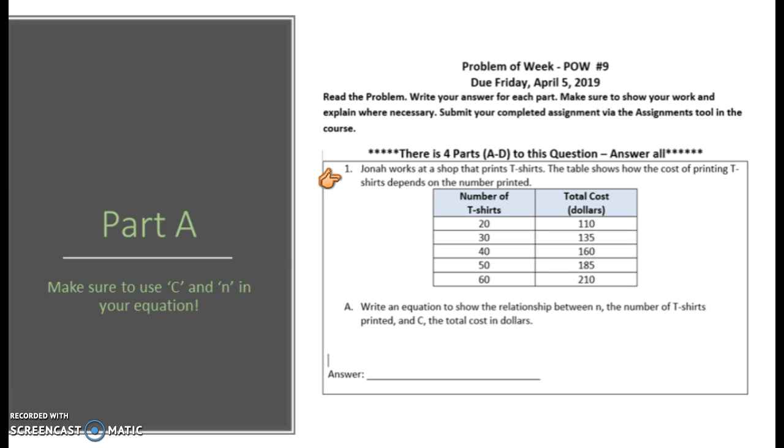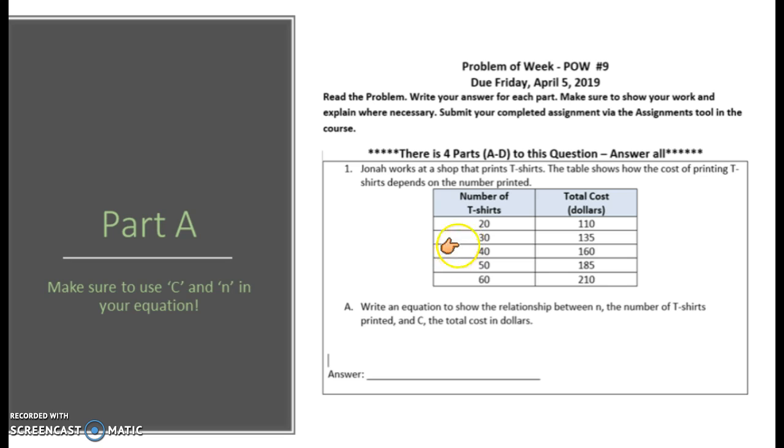The table shows how the cost of printing t-shirts depends on the number printed. So the first column is number of t-shirts: 20, 30, 40, 50, 60, and then the total cost for printing those is 110, 135, 160, 185, 210. In part A, you write an equation to show the relationship between N, which represents the number of t-shirts printed, and C, the total cost in dollars. So please make sure you use C and N when you write your equation, and your equation should go right here on this line.